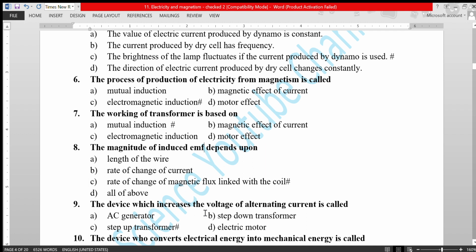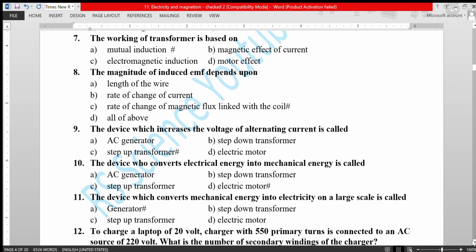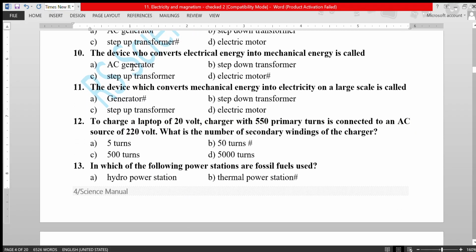The device which increases the voltage of alternating current is called a step-up transformer. The device which converts electrical energy into mechanical energy is called an electric motor. The device which converts mechanical energy into electricity on a large scale is called a generator.